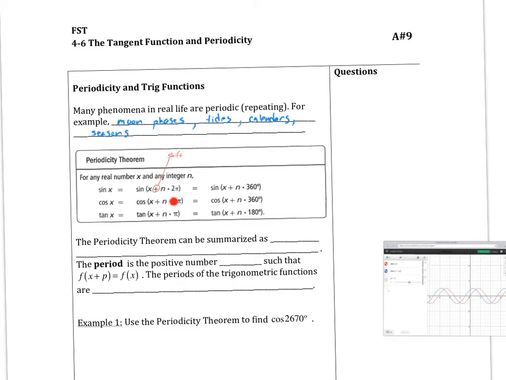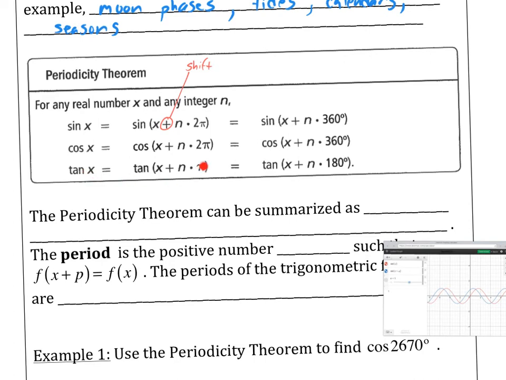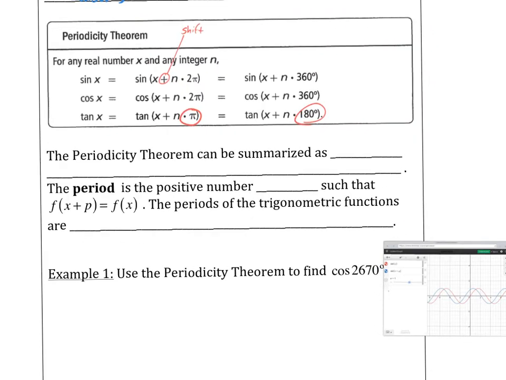So that does work with cosine, the same shifting over here, but notice the slight difference here. For tangent, it's not the same. It's in 180 degree increments or pi radian increments, okay? But the idea is still the same.